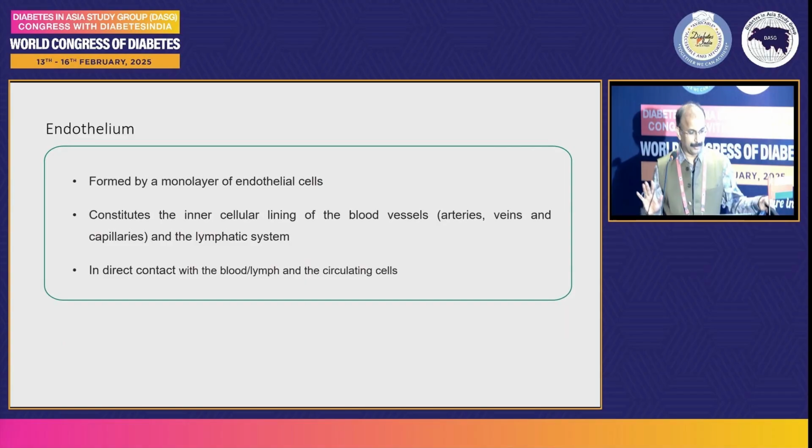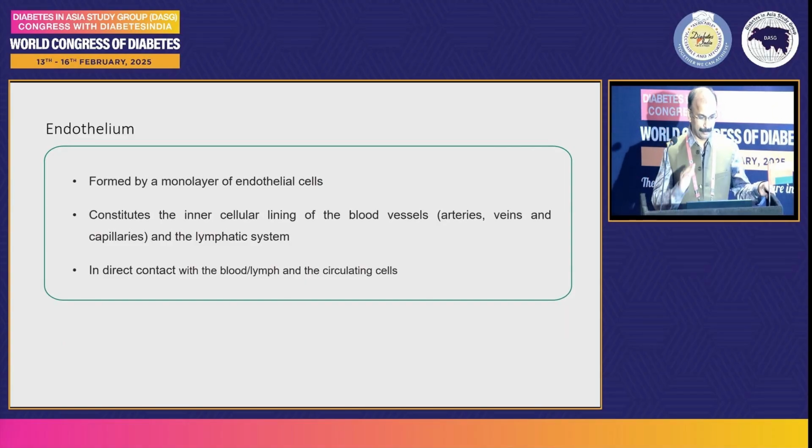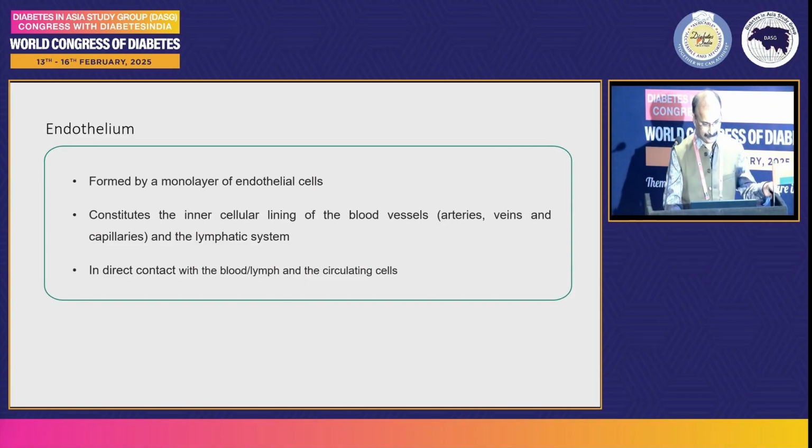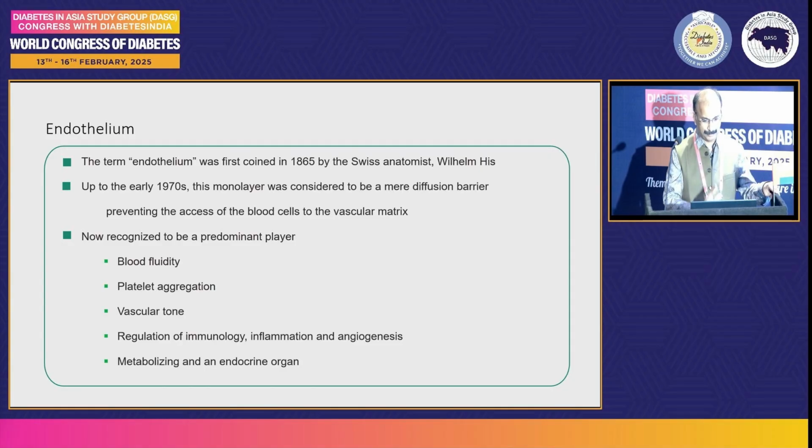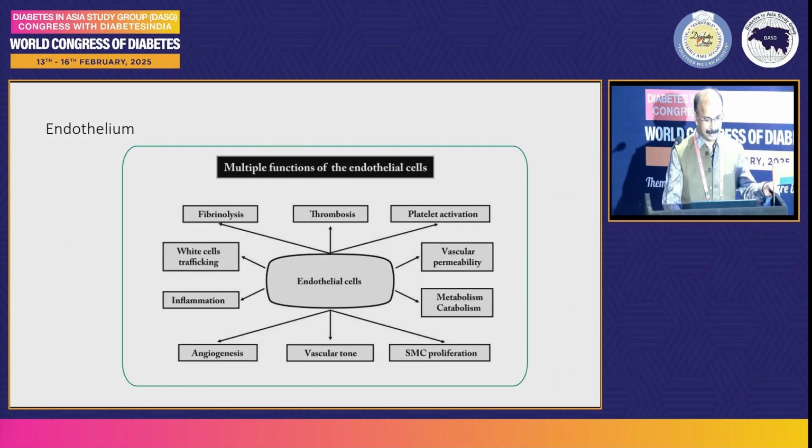As we all know, the endothelium is a monolayer formed by endothelial cells, and it was believed to be a mere diffusion barrier. But now we have found that the endothelium has an important role in various functions, including fibrinolysis, thrombolysis, maintenance of vascular tone, vascular permeability, platelet activation, and angiogenesis, etc.